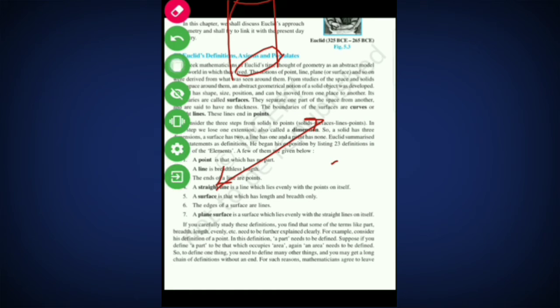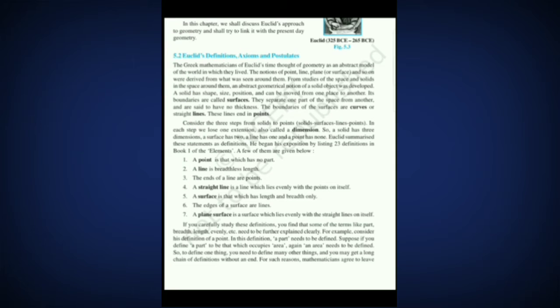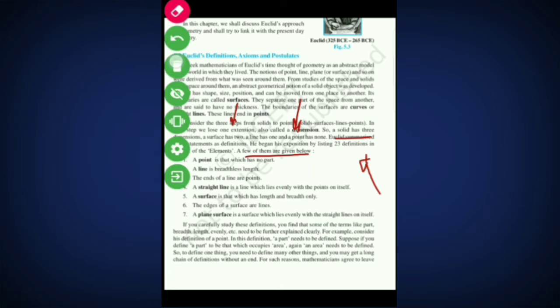Okay, students. Now we will study. Now a few of them are given. What are the few that are given? It is written: Euclid summarized these statements as definitions. He began his exposition by listing 23 definitions in Book 1 of the Elements. A few of them are given below.